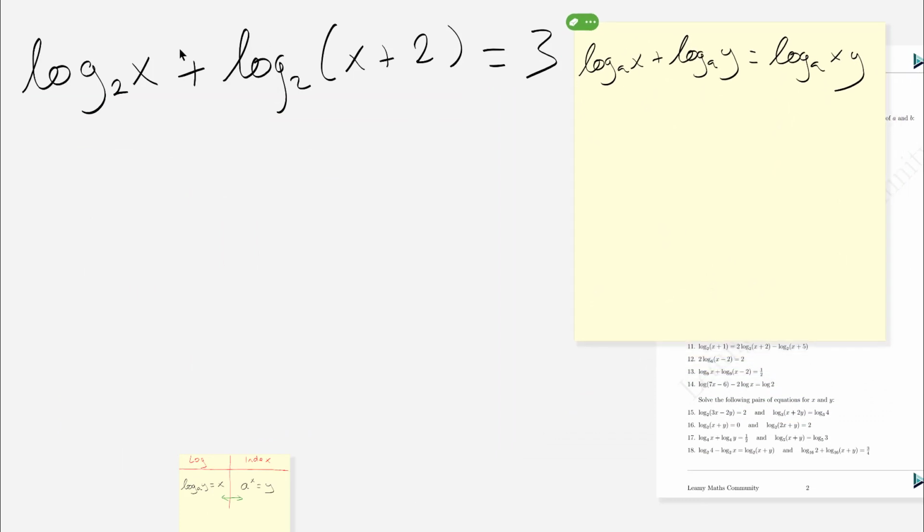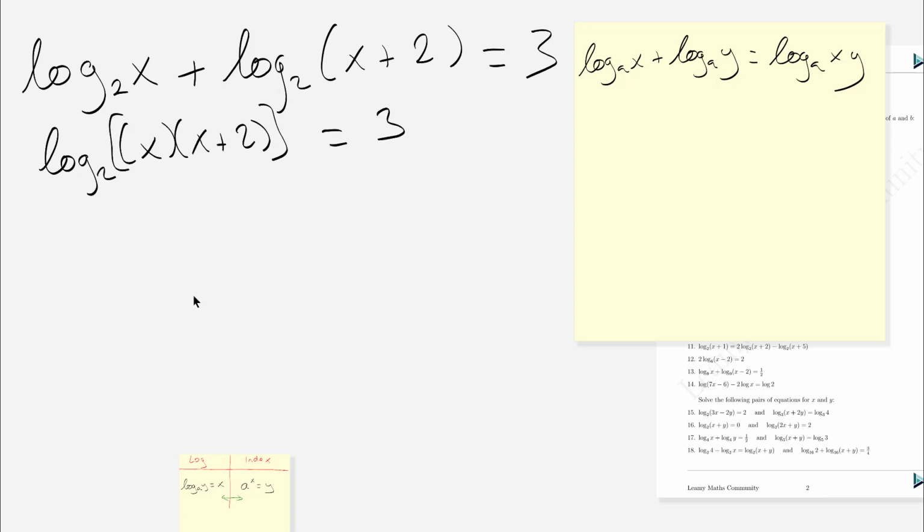I am going to add these 2 terms using that rule, calling this log to the base 2 of x times x plus 2, all inside the log, and that equals 3. In other words, log to the base 2 of x squared plus 2x equals 3.